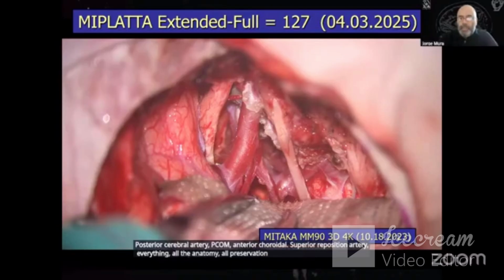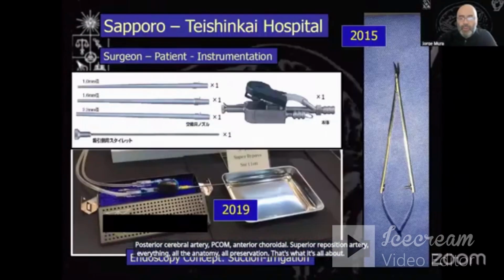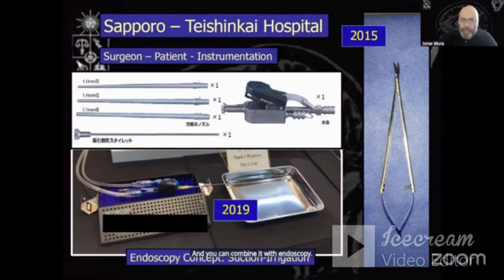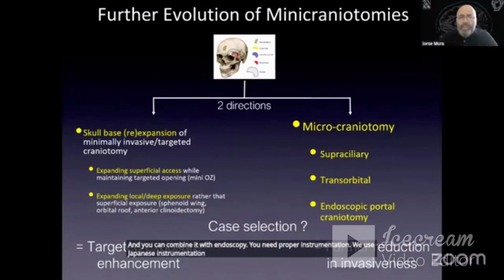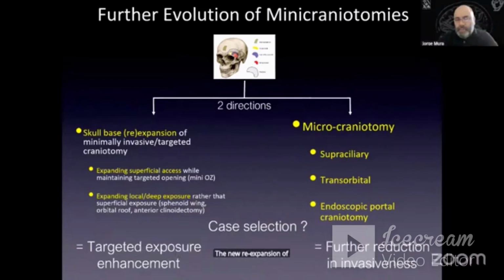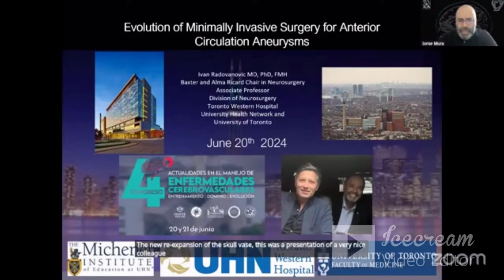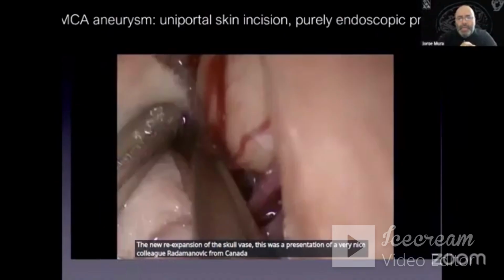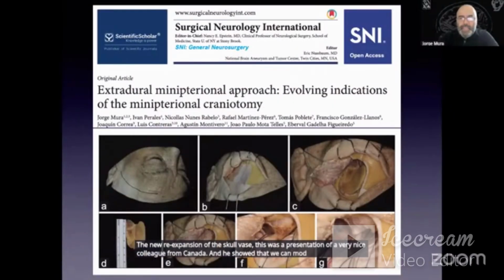That's all about it. And you can combine with endoscopy. You need proper instrumentation. We use Japanese instrumentation. And our concepts are used in different countries. In Canada, for example, the new re-expansion of the skull base. This was a presentation of a very nice colleague, Radovanovich from Canada. And he showed that we can modify the techniques, and he based his lecture on our paper that we published.